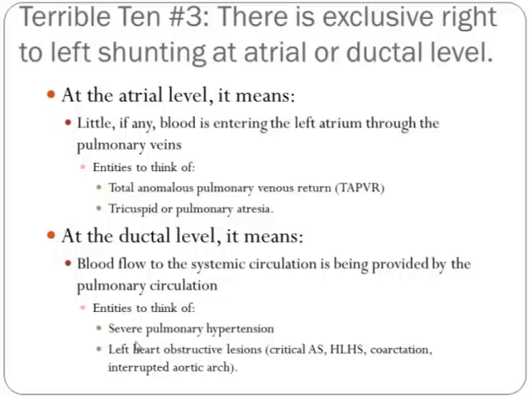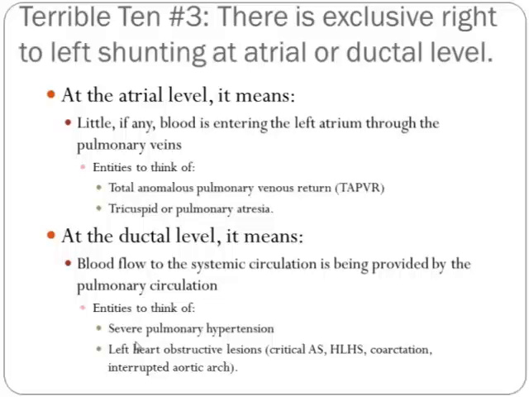When you see right to left shunting at the ductal level, it basically means that blood flow to the systemic circulation, the body, is being provided by the pulmonary circulation, or the lungs. So again, it's that same entity that we talked about before, where you see blood flow crossing the pulmonary artery into the ductus, into the descending aorta. And the two main groups of heart problems that can lead to this right to left shunting at the ductal level, one is those left heart obstructive lesions that we talked about: critical or severe aortic stenosis, hypoplastic left heart syndrome, coarctation, or an interrupted aortic arch.